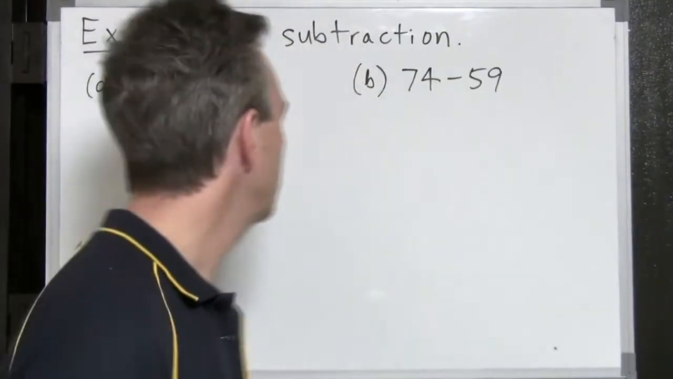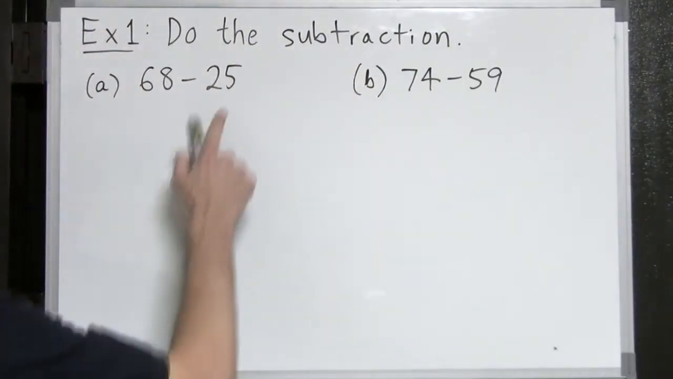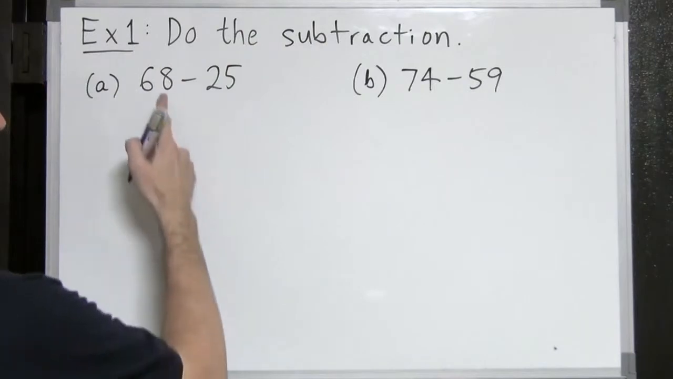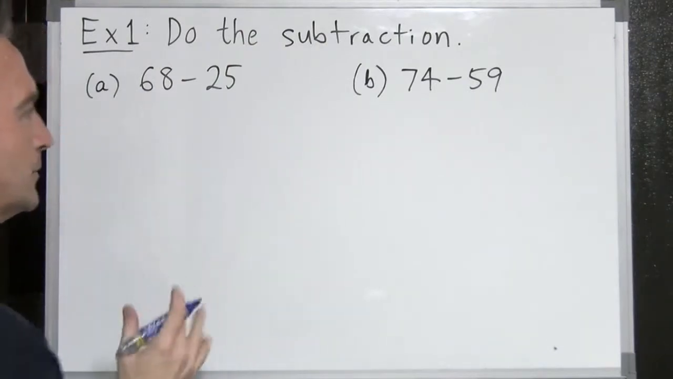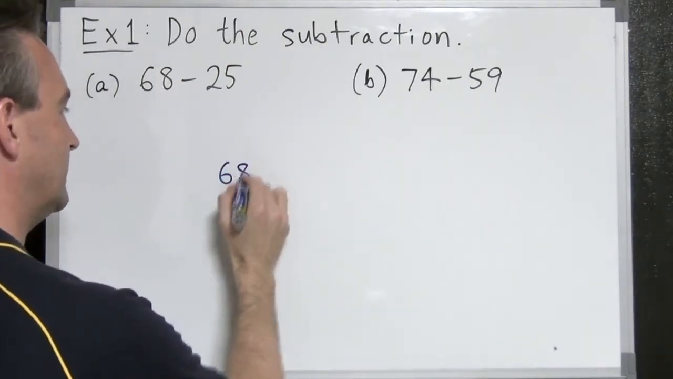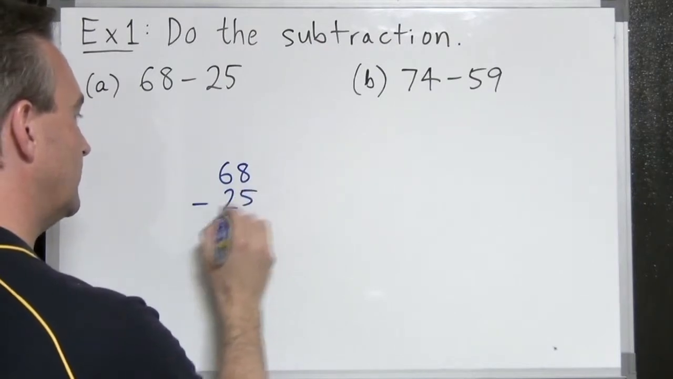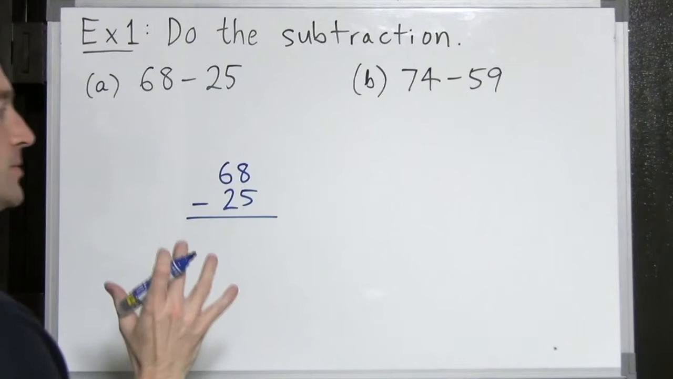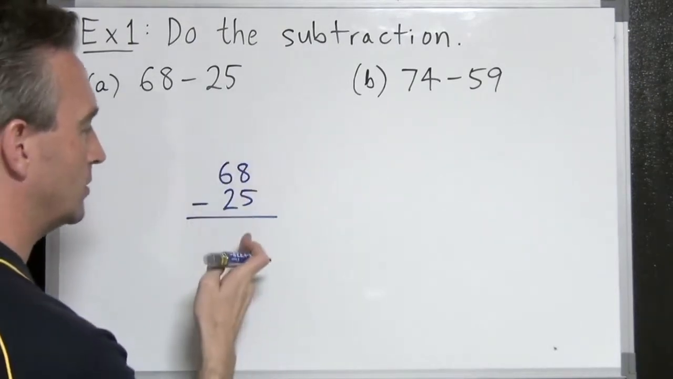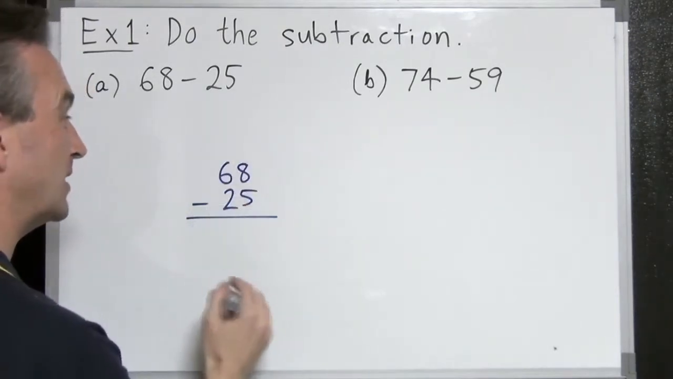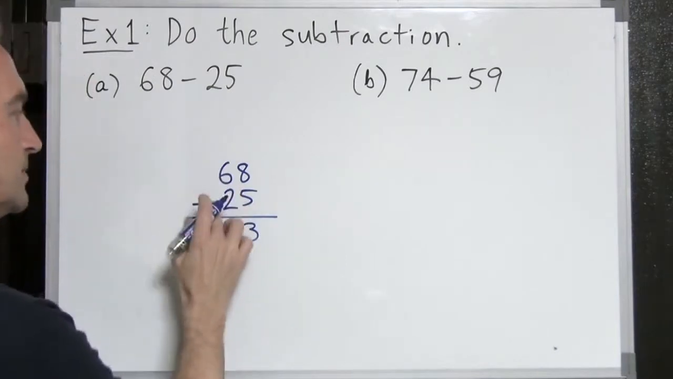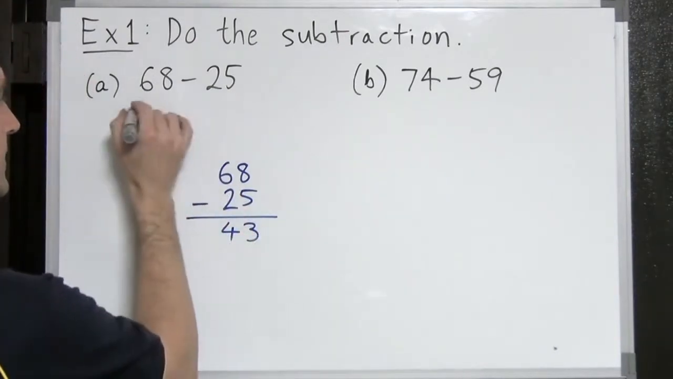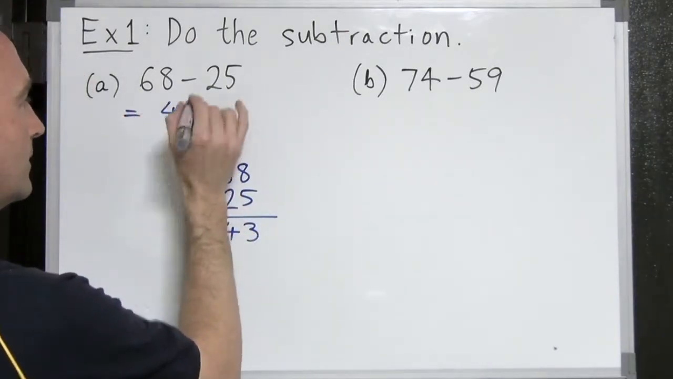Let's do it. First one, we're going to subtract 25 from 68. So here we have 68 minus 25. Again, we set it up vertically, keeping the units and the tens aligned vertically. This time we're going to subtract, and we just subtract columns individually. 8 minus 5, 3. 6 minus 2, 4. Answer here, 43. When you subtract two numbers, you are finding their difference.